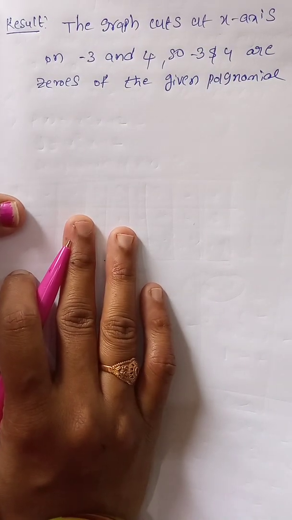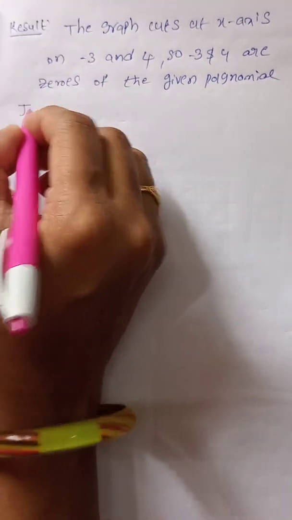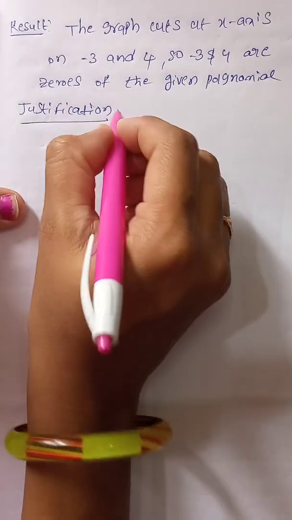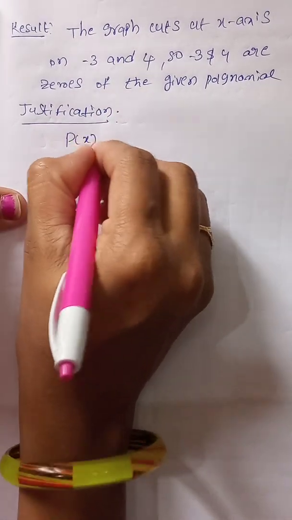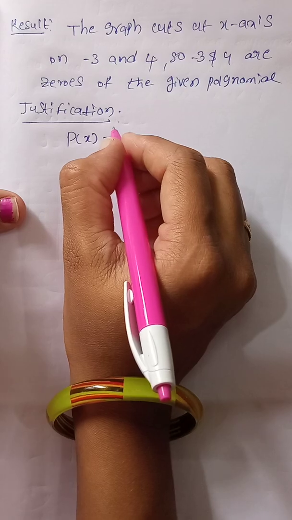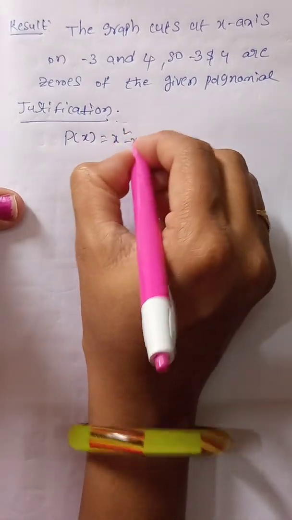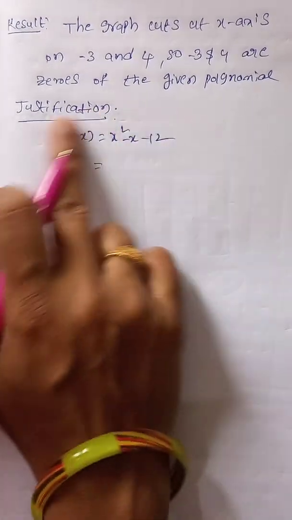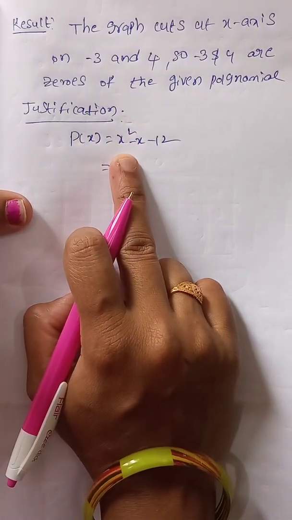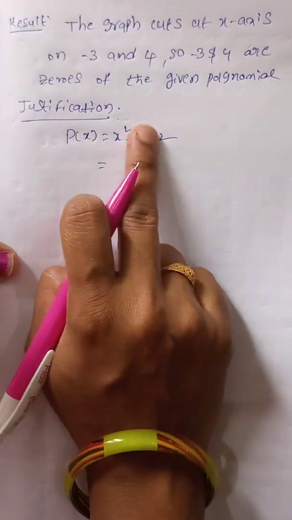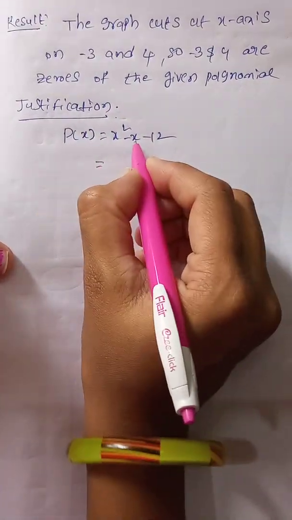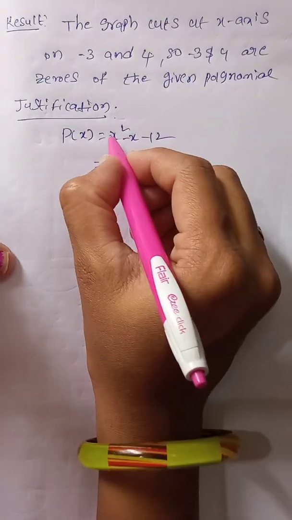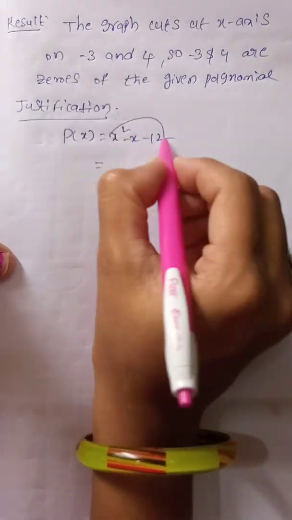Next we have to justify our answer. So, justification. Let the given polynomial be p of x equal to x square minus x minus 12. Here we have to find the factors of this polynomial. How can we find them? First divide the middle term into two parts. To find the factors, let us take these two terms.